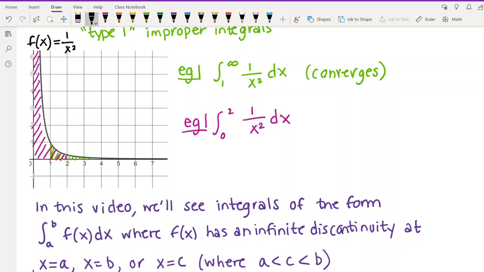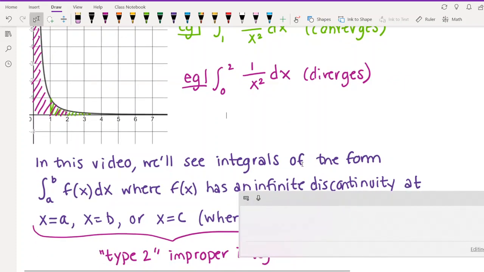Now this one, it's a different kind of shape. It has a vertical asymptote, but notice that the graph doesn't really get close to the y-axis very quickly. It takes its time in getting closer and closer to the y-axis. And so just visually, you can see that this stuff we shaded in purple looks a lot bigger than what we shaded in green. And so what we'll see is that this one diverges, and we'll actually work that out in a second.